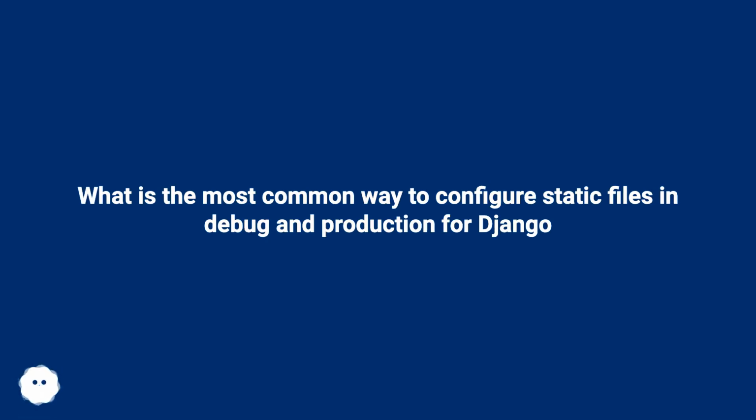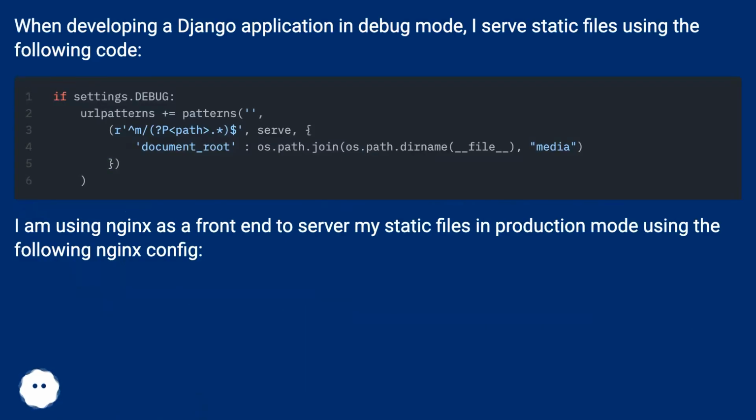What is the most common way to configure static files and debug in production for Django? When developing a Django application in debug mode, I serve static files using the following code. I am using nginx as a front end to serve my static files in production mode using the following nginx config.